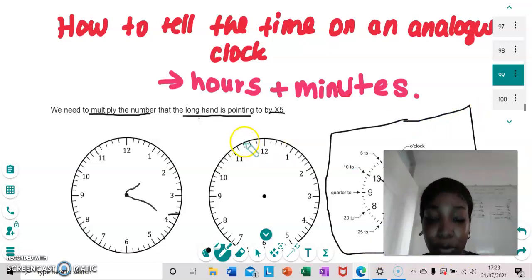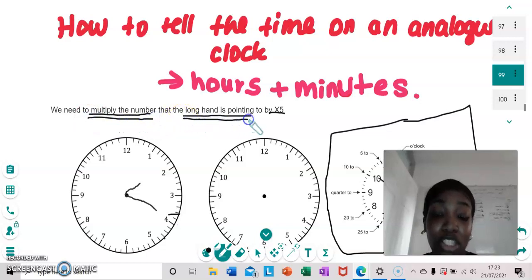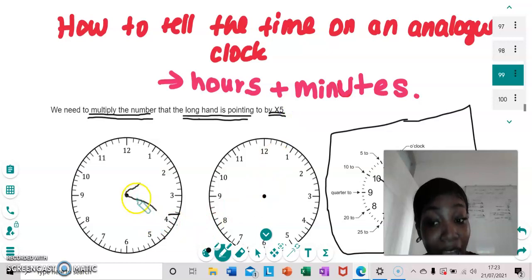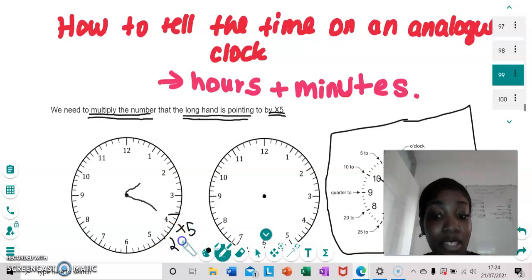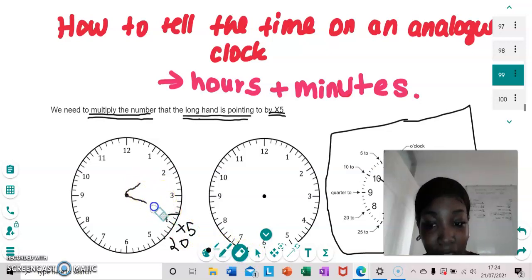Okay. So, for example, the reason why it'd be 2:20 is because we need to multiply the number that the long hand is pointing to by 5. So, as we can see, the long hand is pointing to the number 4. So we need to multiply 4 by 5, and that is how we get 20. So if we're asked what is the time, it would be 2:20, okay? Because the long hand is pointing to the 4, 4 times 5 is 20, and the short hand is pointing to the 2, which represents the hour, okay? So I know this can be tricky, but we're going to go through another example, okay?